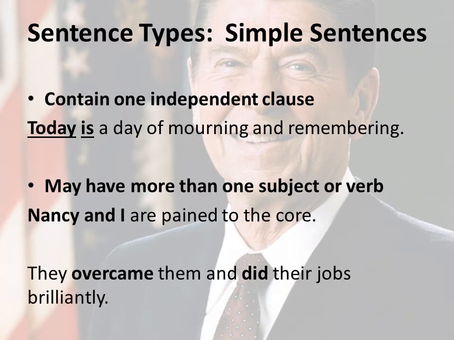Look at this sentence. They overcame them and did their jobs brilliantly. Here, they is the subject of this simple sentence, and we have two verbs, overcame and did. So even with two subjects and one verb, or one subject and two verbs, both of these are simple sentences.